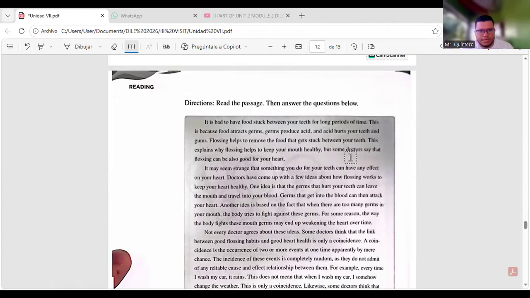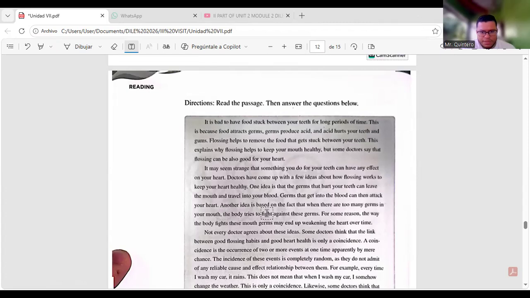But some doctors say that flossing can also be good for your heart. It may seem strange that something you do for your teeth can have any effect on your heart. Doctors have come up with a few ideas about how flossing works to keep your heart healthy. One idea is that the germs that hurt your teeth can leave the mouth and travel into your blood. Germs that get into the blood can then attack your heart.